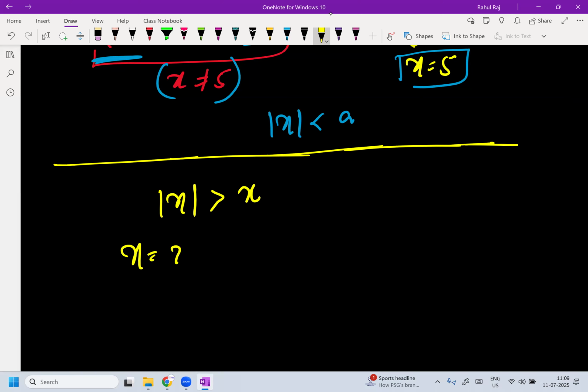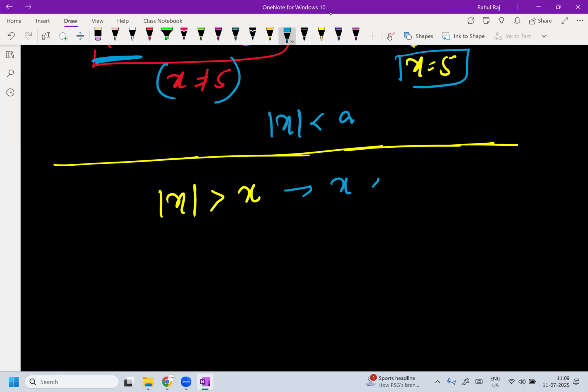Imagine I put x equal to 2. Do I think mod 2 is greater than 2? No. 2 is greater than 2 is impossible. Put x equal to 5, mod of 5 greater than 5, no. The moment you see that a positive number is not satisfying, put some negative number and check for yourself. x equal to minus 2, mod of minus 2 is greater than minus 2. Mod of minus 2 is 2, and 2 is greater than negative 2. So mod x greater than x simply means, Shweta, x is negative.